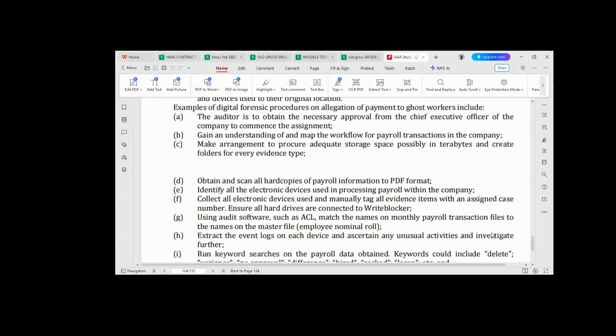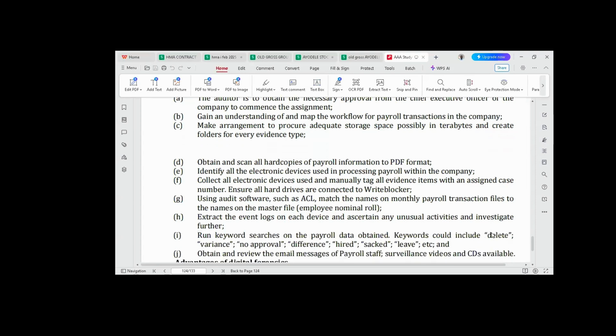Then the auditor will extract the event log of each device and ascertain any unusual activities and investigate further. So, for instance, in some organizations, apart from having the biometric devices or the clocking machine, you also have CCTV cameras. So the auditor will look at the CCTV footage. Okay. For instance, sometimes you see some people that come and clock in when the securities are gone, just to clock in that yes, they are staff. All of these are captured by the CCTV and will later be analyzed by the auditor. All right.